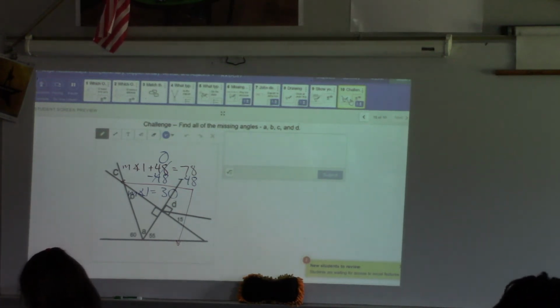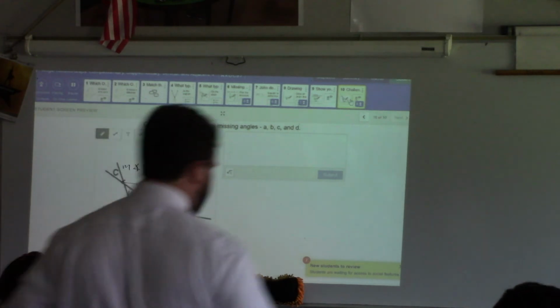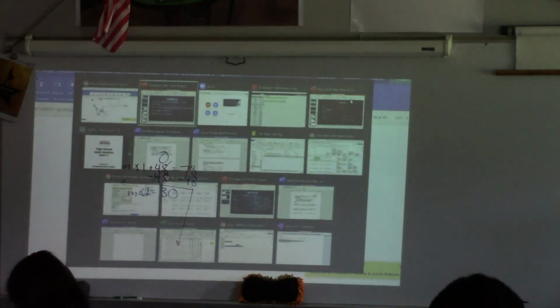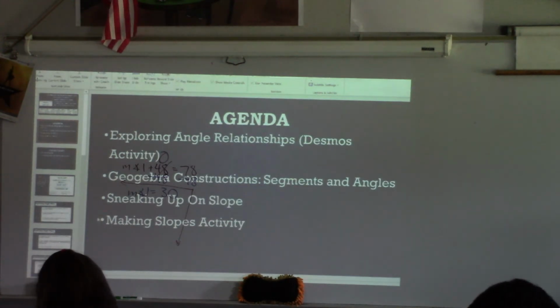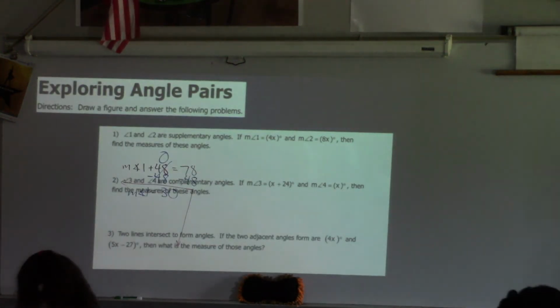Okay. So we should all have the naming angles sheet, looking on the back, at exploring angle pairs. Oh, this is easy. 1 and 7 is vertical. 6 and 3 is vertical. 1 and 8 is vertical. All right. 11 and 14.